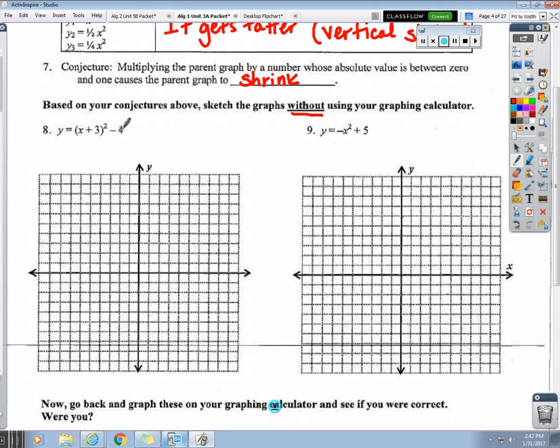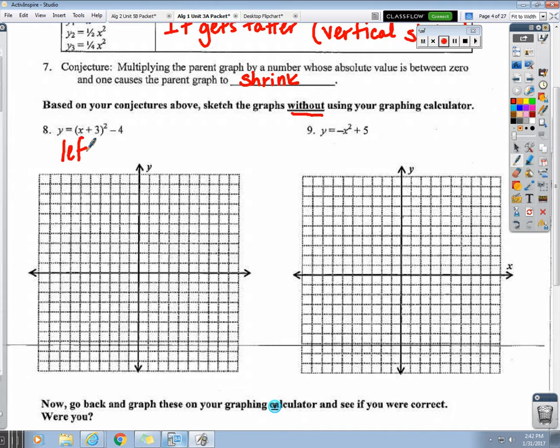Okay, well let's look at this. We have x plus 3 in parentheses. In parentheses is what kind of shift? The left and right, correct? Anytime it's in parentheses, doesn't that mean it's a horizontal shift? It'll move it left or right? What does plus 3 move it?